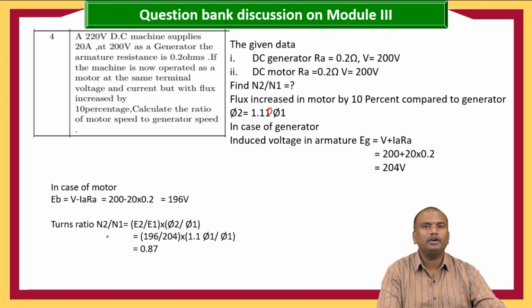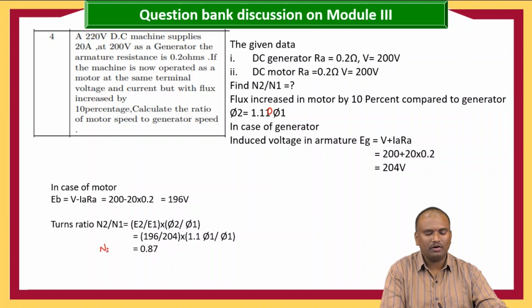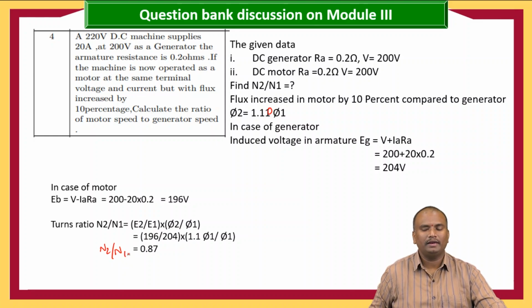Now the speed ratio N2 by N1 is equal to E2 by E1 into phi 2 by phi 1. Here E2 by E1 we have calculated, that is 196 by 204, into phi 2 by phi 1, which is 1.1 times phi 1 by phi 1. Here phi 1 will get cancelled. We are going to get the value as 0.87. This is the ratio of speeds when it is acting as a motor and generator, N2 by N1.